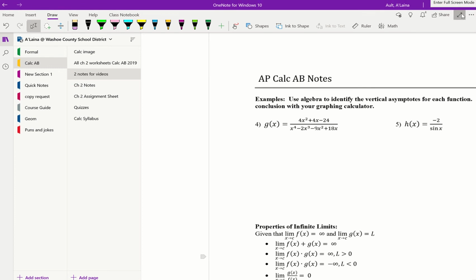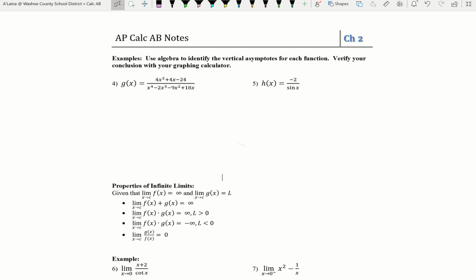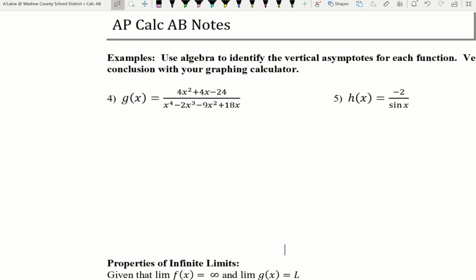Welcome back. We're finishing up the 2.4 notes, and so we are on page 10 in the notes packet, and number 4 asks us to use algebra to identify the vertical asymptotes for each function, and then says we can verify that with the graphing calculator, which we may not have time to do on this video, that piece.